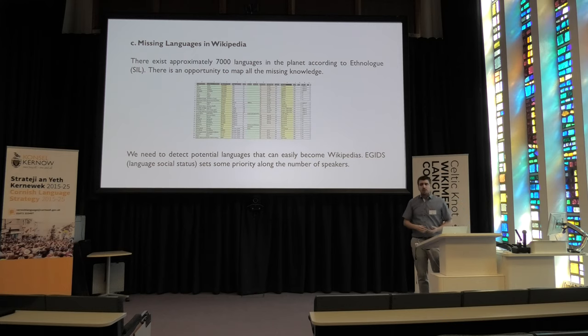And finally, we can also look for the missing languages in Wikipedia that have a bigger potential to become Wikipedias. In quite an arbitrary way, I took two specific indicators that I think are quite good to find a potential language, which is the EGIDS code, that is the language status, and the number of speakers, because the higher the number of speakers, we might think that it might be easier, although there are many other sociological indicators that might explain that.